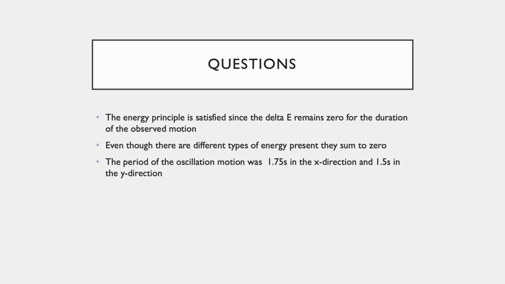We also found that the period of oscillation in motion was 1.75 seconds in the x direction and 1.5 seconds in the y direction. This was pretty accurate from our model and also our real data as shown. The periods lined up really well. So our model was fairly accurate and we were able to predict the motion fairly well. The only thing we weren't able to predict was the exact distances as seen in the real experiment.